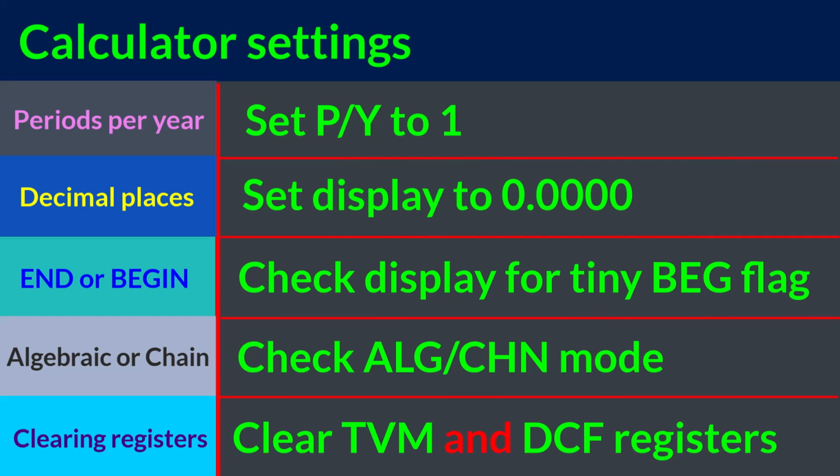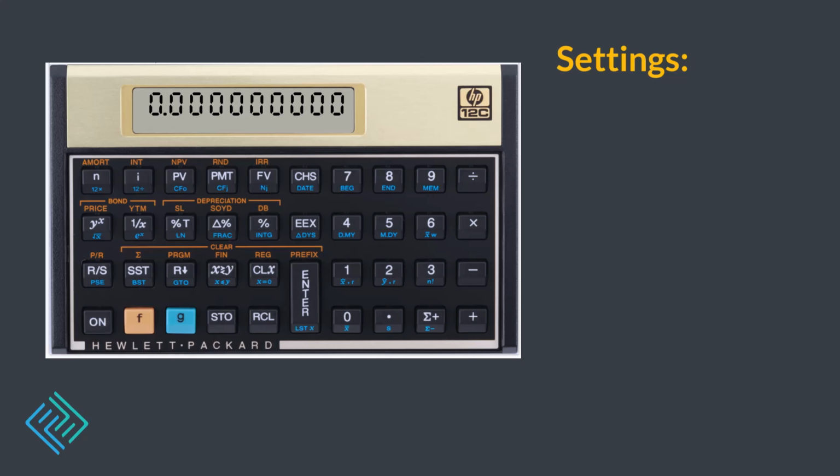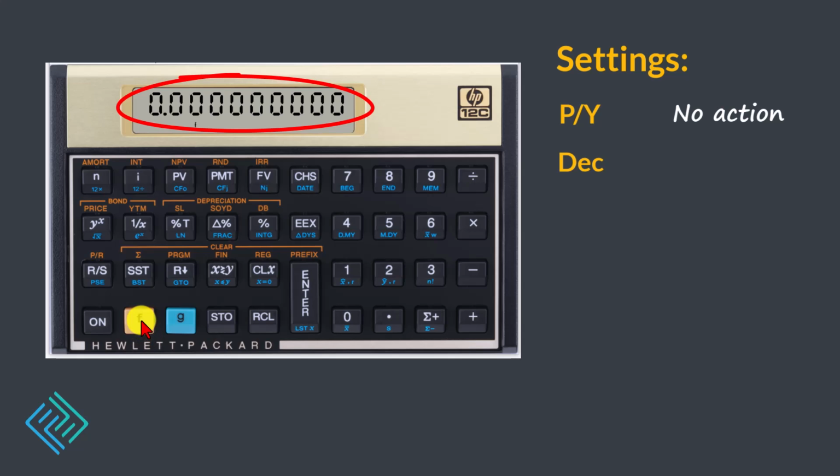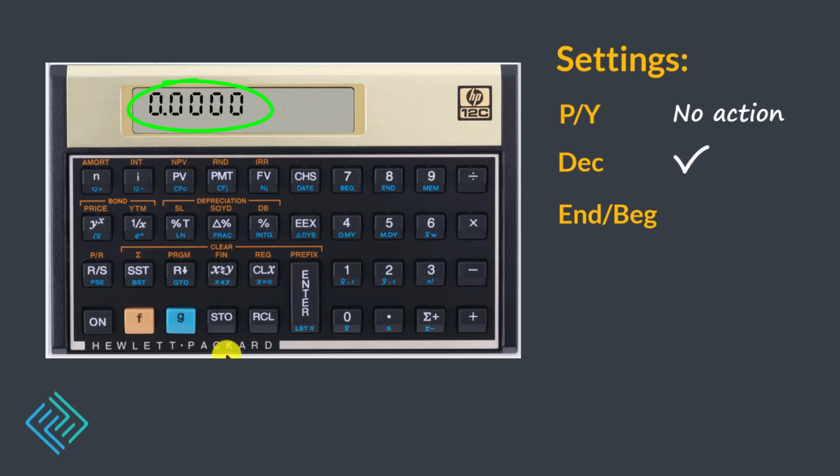Let's move on to a demonstration of the key presses for each of these setups. Starting with the HP12C, changing the periods per year setting from a default of 12 to the correct value of 1 does not apply to the 12C, so no action is required here. To change the number of decimal places to 4, press the orange shift F key and then 4. To change between end and begin modes, press the blue shift G key and then the required mode.